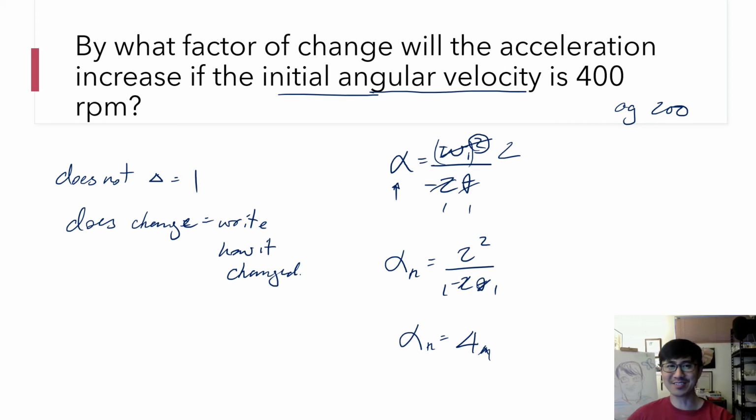There you go, that's how you do it, right? If it doesn't change, replace it with the number 1. If it does change, replace it with what it changes by, and then just plug in and simplify your derived equation.